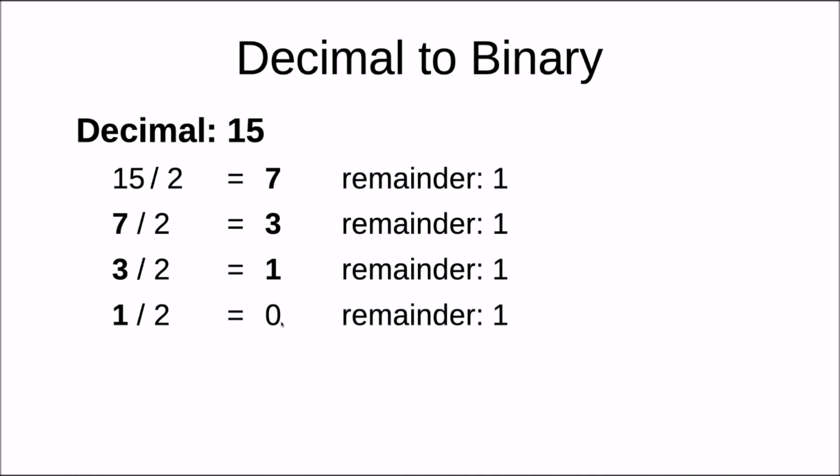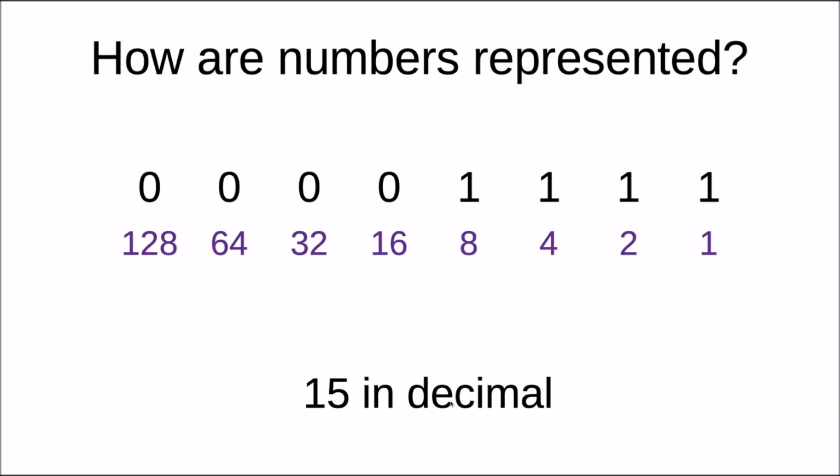And this is now 0, so I won't divide any longer. This is the result I get, and I read this from the bottom to the top, which is 1, 1, 1, and 1. So this is the binary representation of 15. It's 4 bits, all of them turned on. And when we look here, this is what it looks like. If I have, for example, 1 byte, the last 4 bits would be turned on: 1, 1, 1, and 1.